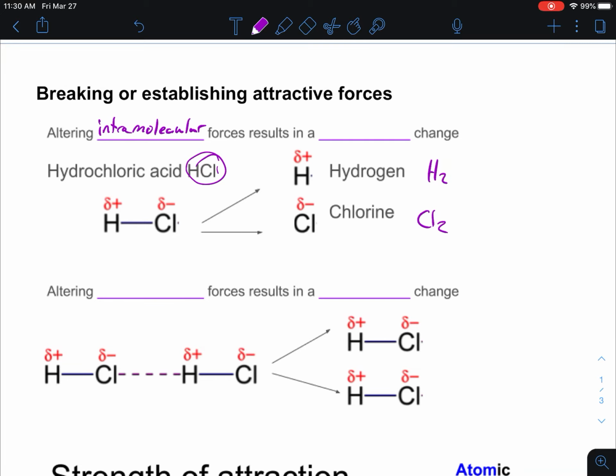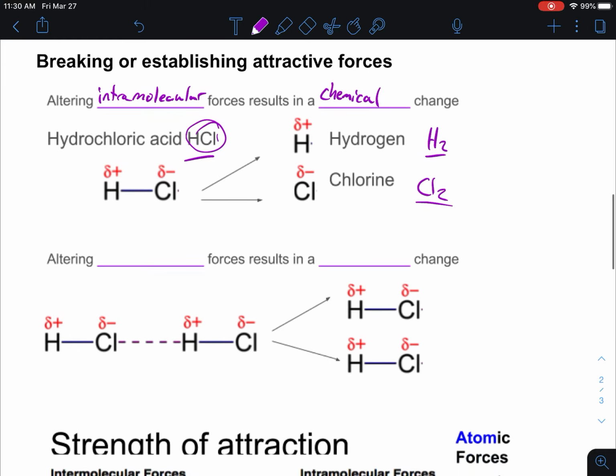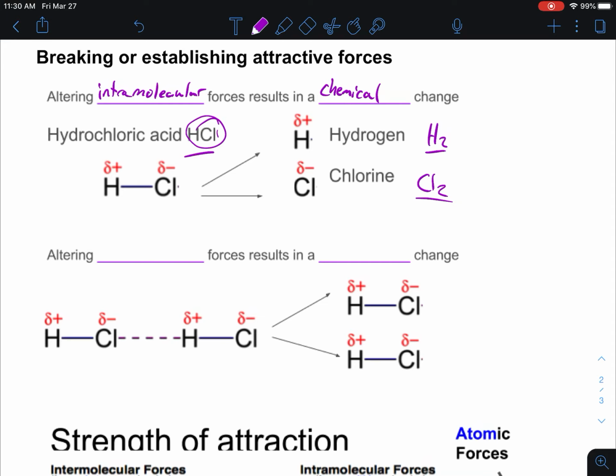It's not the same molecule, so this will be a chemical change. The chemical formula has been altered. It used to be HCl, it is now H2 and Cl2. We'll dive a little bit deeper into chemical versus physical soon. This is just an early primer on it.